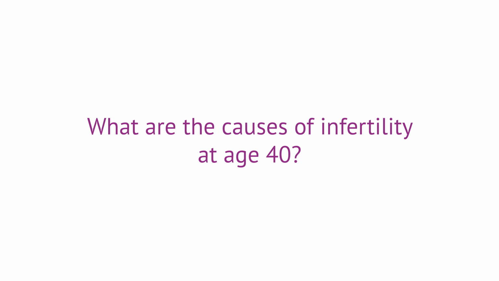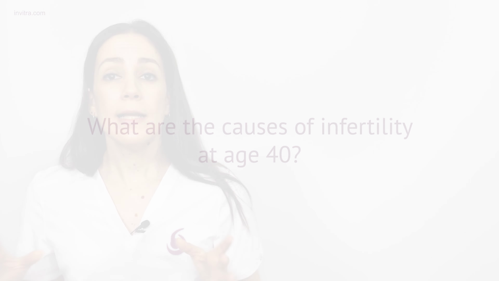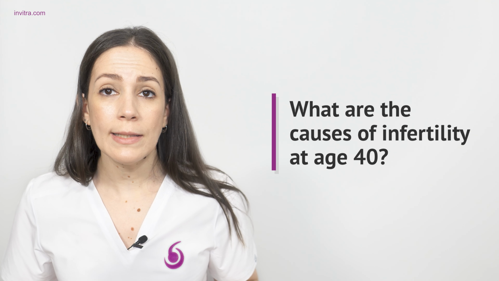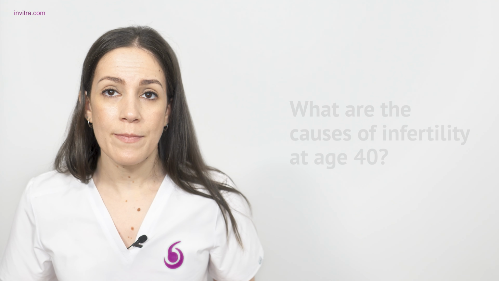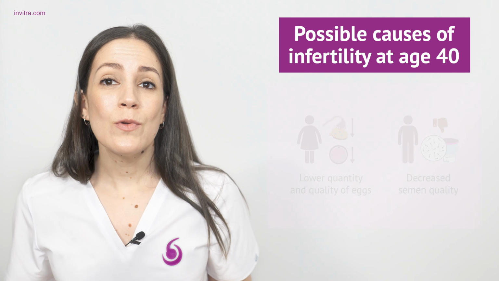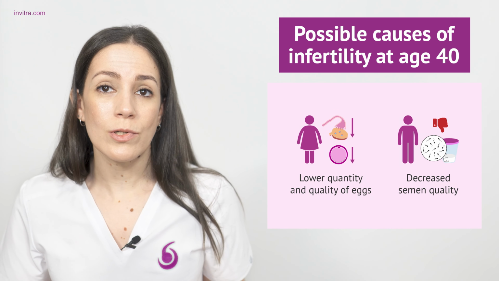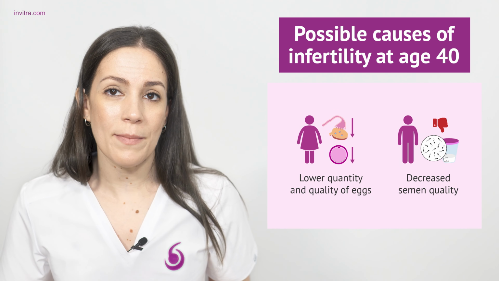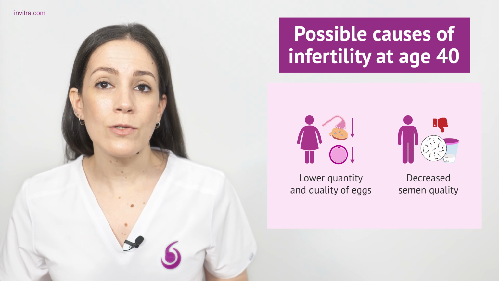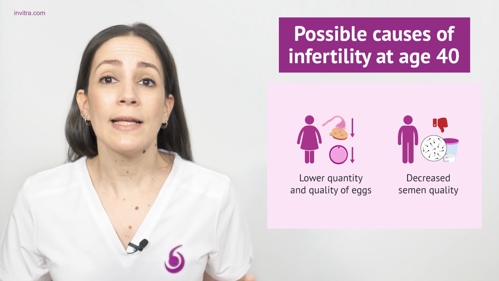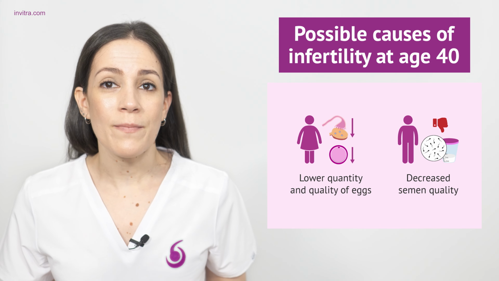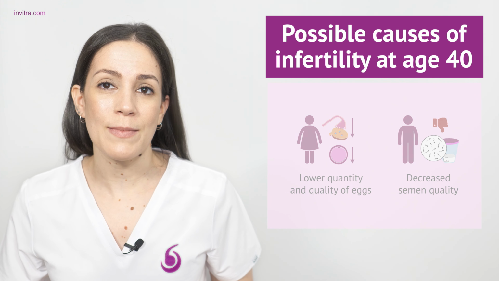And now we are going to answer some of the most frequently asked questions that users may have related to this topic. What are the causes of infertility at age 40? The main cause of infertility at 40 years of age is precisely the age factor. In women, the quantity and quality of the oocytes diminish as age advances, which can complicate the successful conception of a pregnancy. In the case of men, at the age of 40, there is not as marked a decline in fertility as is observed in the case of women, but the overall semen quality does indeed decrease.